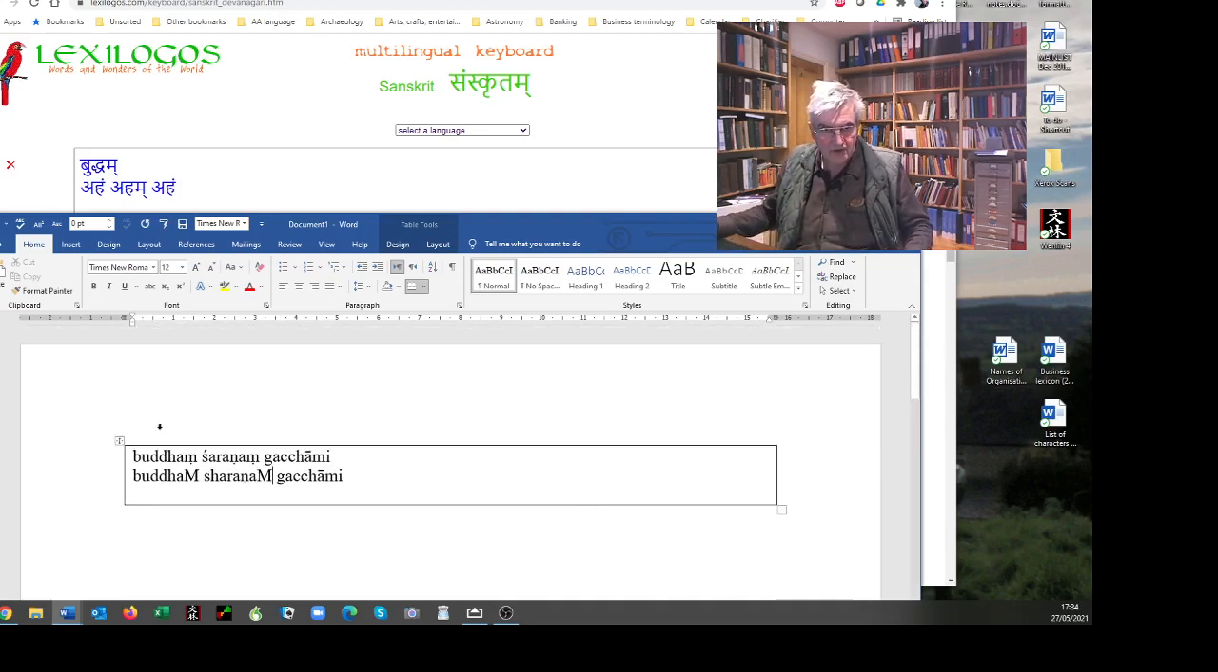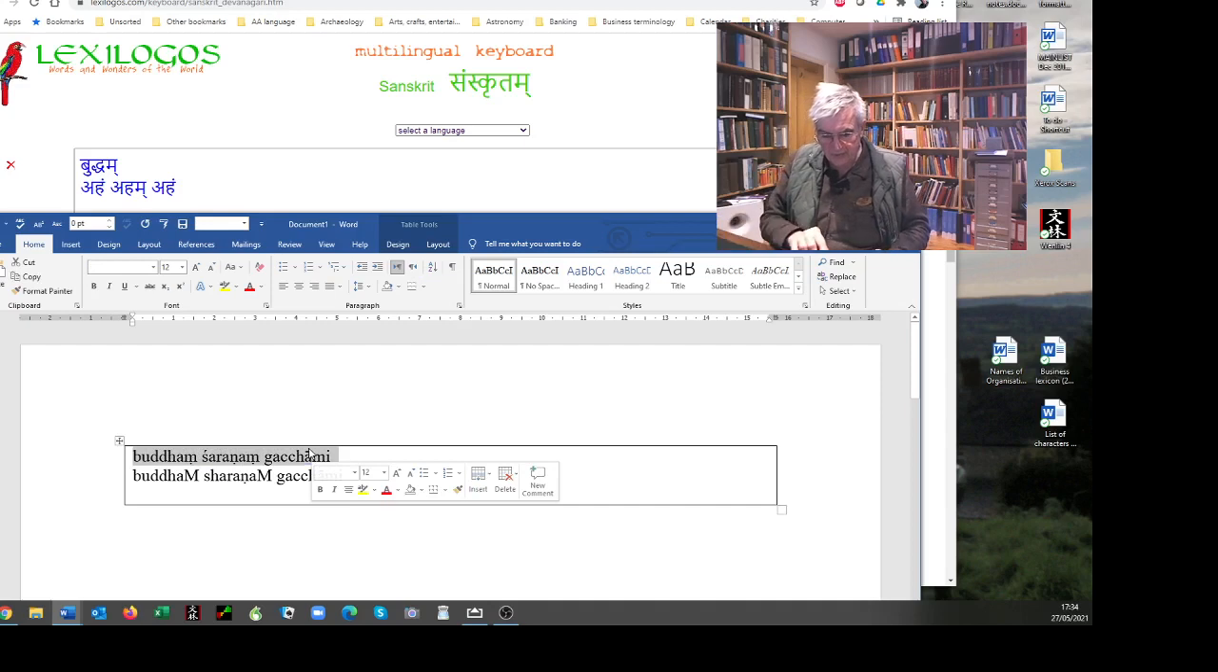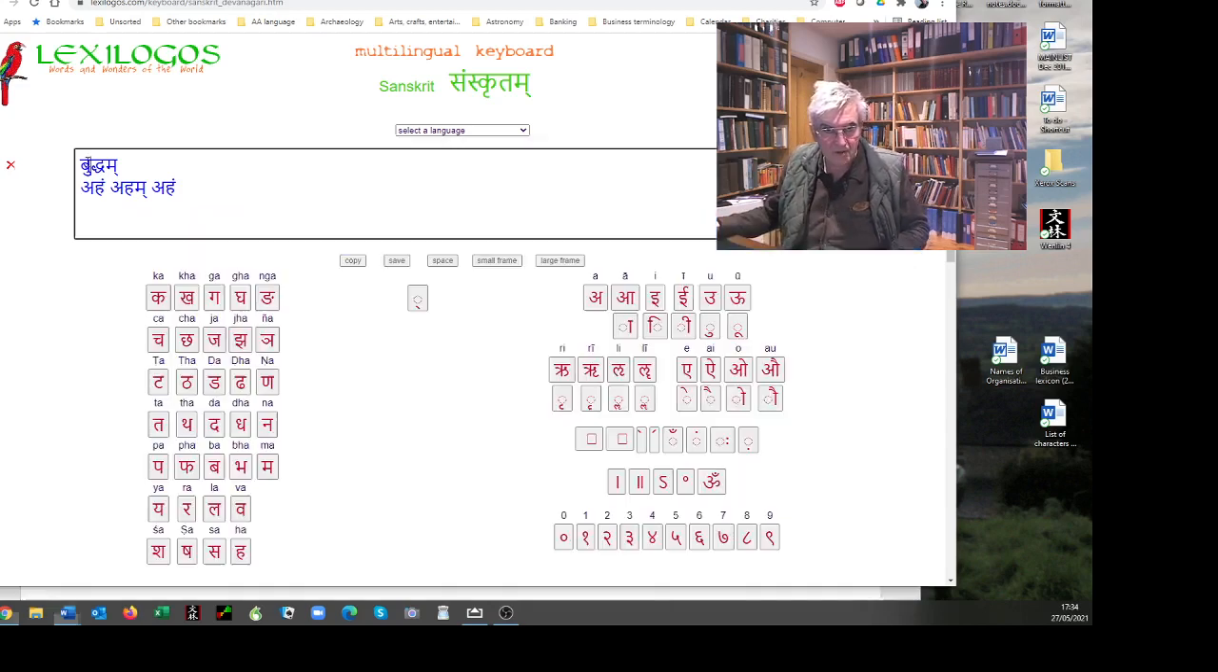So let me give you an example of what happens if I paste in the words written in our preferred style, some of which it won't recognize. I'll copy and paste. Oops, just do that. No, oops, paste.